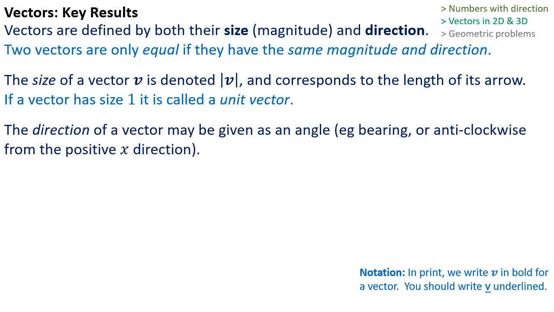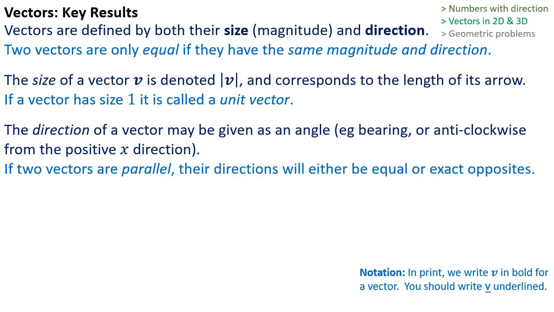Now the direction can be described implicitly by writing a vector in column form, but it can also be calculated directly as an angle. So we might have the angle from north. Clockwise from north is typically how a bearing is represented. But mathematically, more commonly, we would refer to the angle as the anti-clockwise angle from the positive x direction, just like we do with trigonometry.